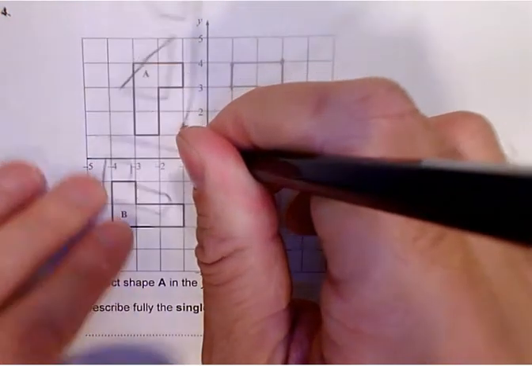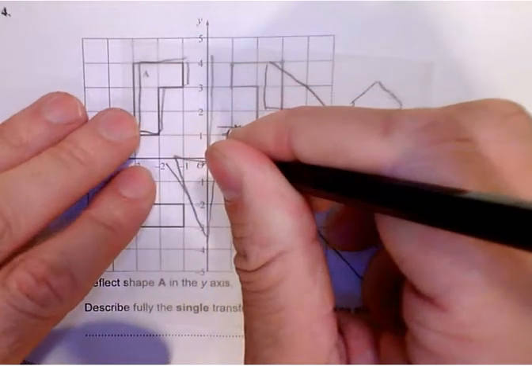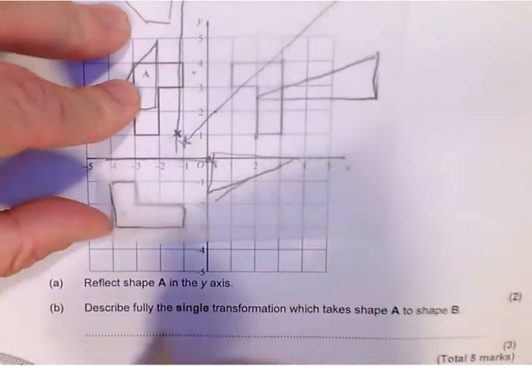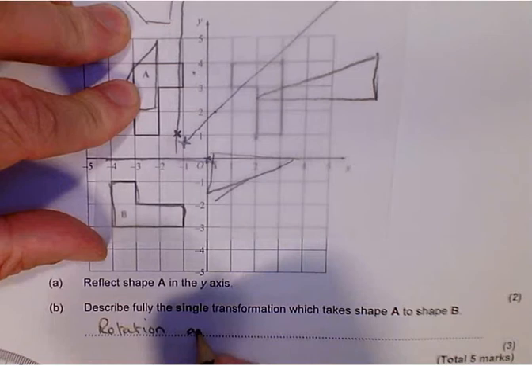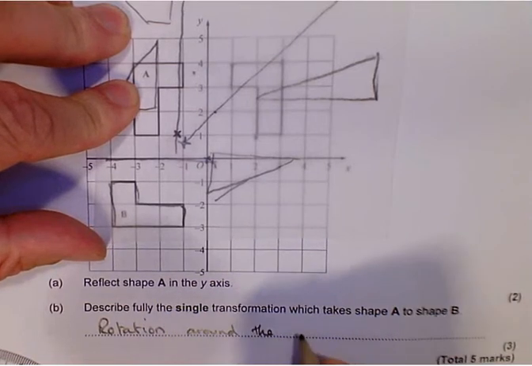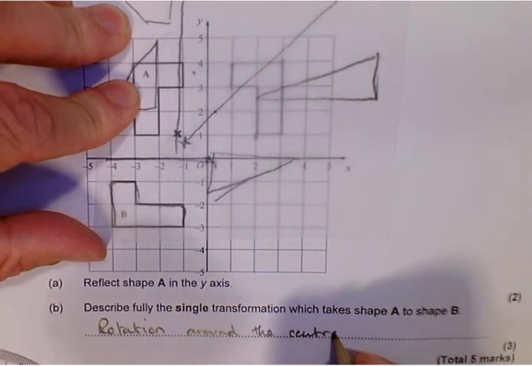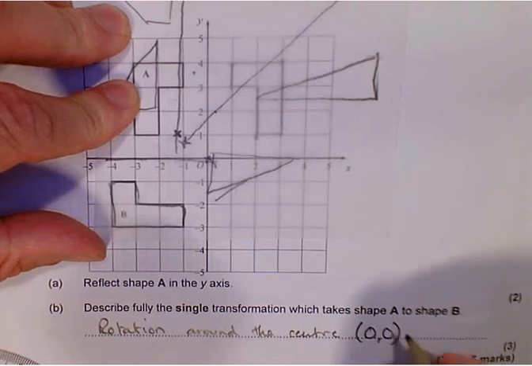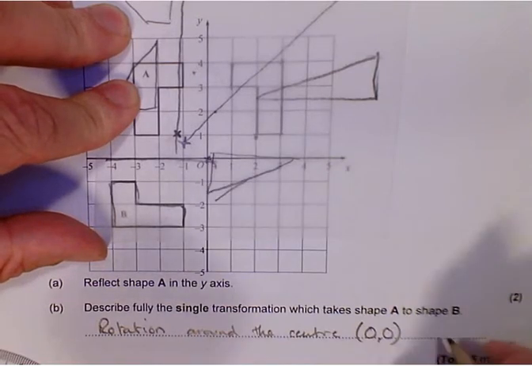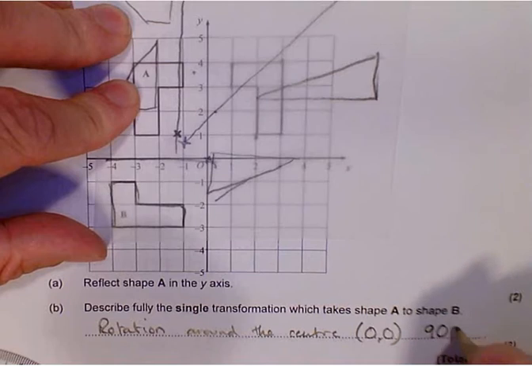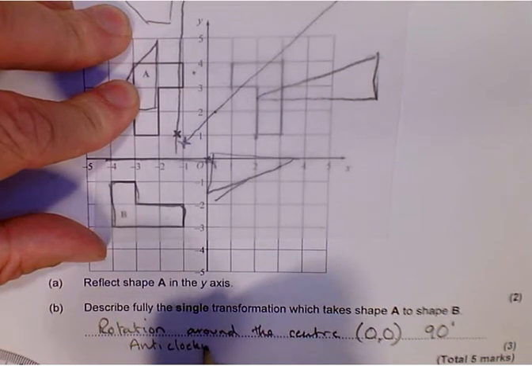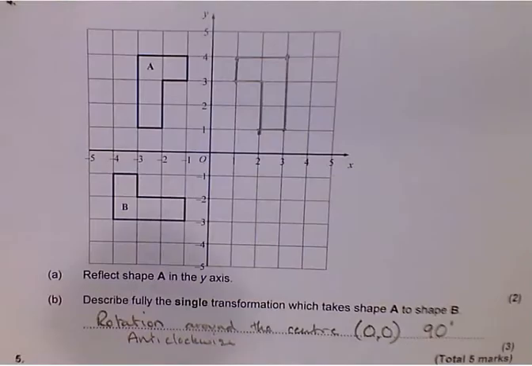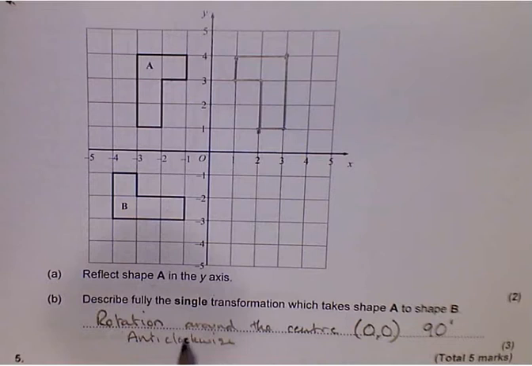So I'll try rotating it. Oh, look at that, first time. So I pick a point, I rotate it, and I can see that it's a rotation around the centre 0, 0. So that's the centre of rotation, and I change it 90 degrees anti-clockwise. One mark for the rotation, one mark for the centre of rotation, and one mark for how much you're turning it.